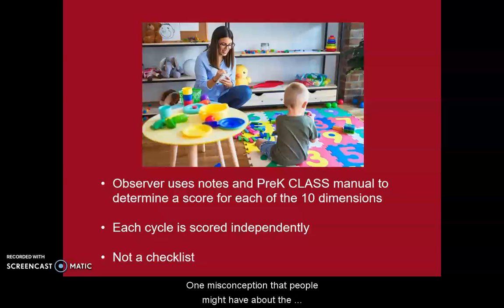One misconception that people might have about the CLASS is that observers are checking items off a list. In fact, the CLASS is not a checklist. Observers take careful notes about the interactions that are happening in the classroom, and they refer back to those notes along with their CLASS manual when scoring the classroom.